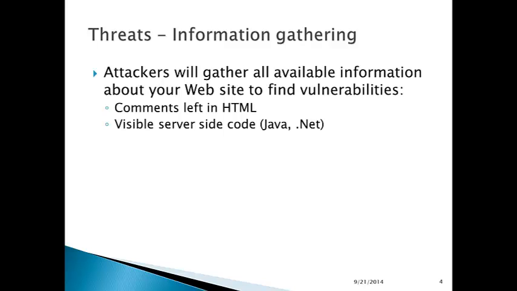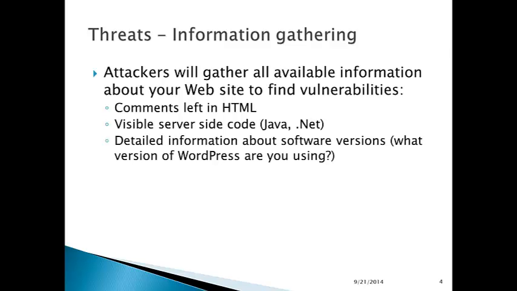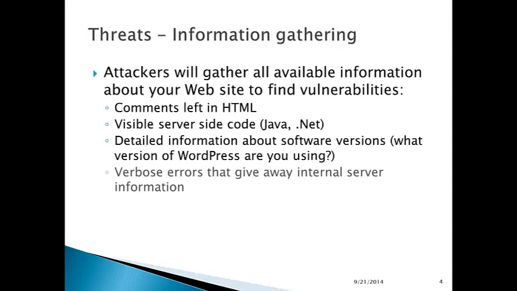Visible server-side code. Generally, code that runs in your web server should not be visible to the end user. However, misconfiguration can make it visible. Detailed information about software versions. What version of WordPress is this site developed in? Well, an attacker who knows a precise version can look up specific vulnerabilities concerned with that version and then very quickly focus on exploiting those. And verbose errors that give away internal server information. In my personal experience, Java is notorious for throwing all kinds of stack trace errors on perfectly innocent sorts of mistakes, things that will confuse a normal user and fascinate an attacker.